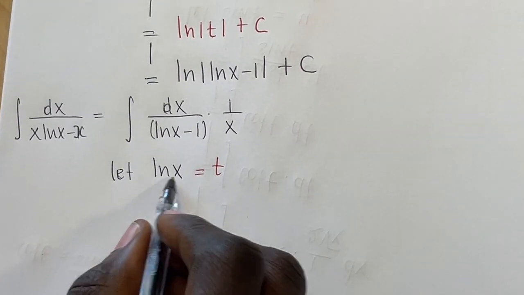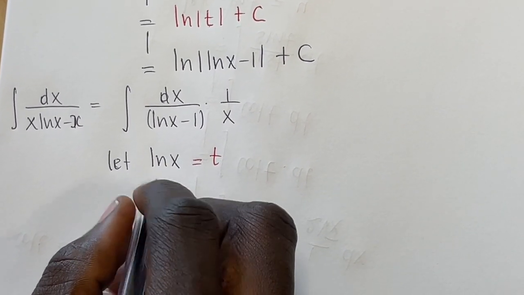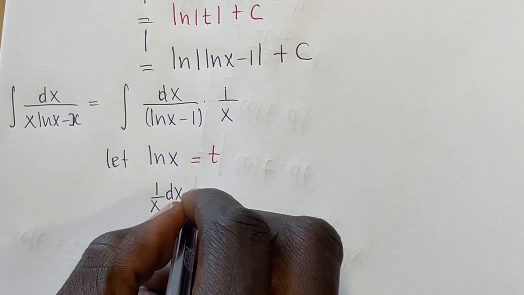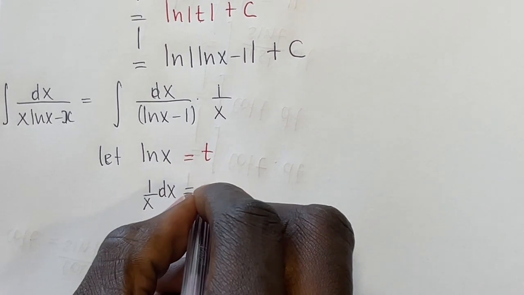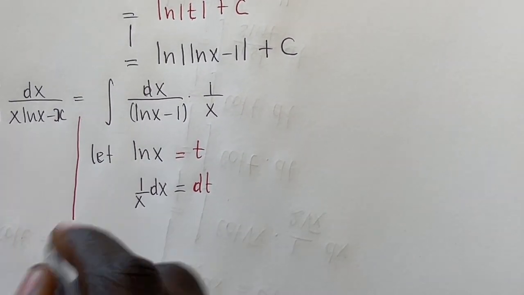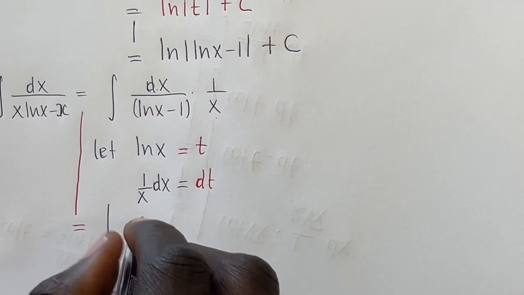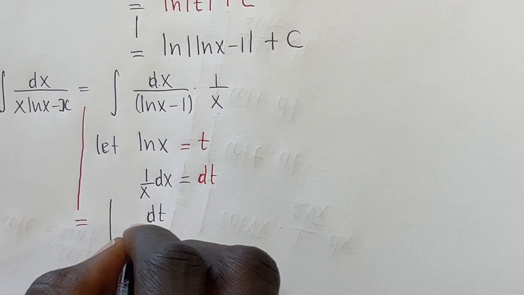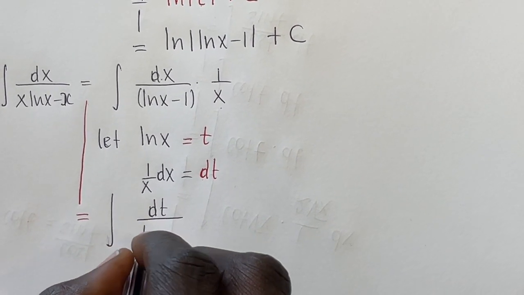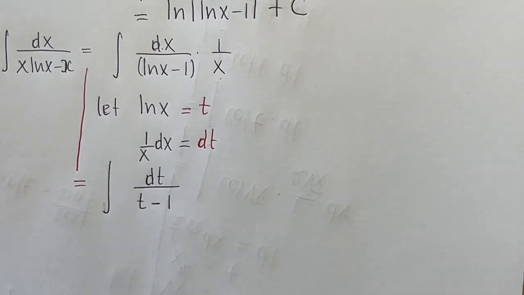And then what is the derivative of this? The derivative of this one, I'm just going to find what, guys? I'm going to have 1 over x dx, and this side I'm going to find dt. So therefore, I'm going to have integral dx over x is just dt. So I'm going to put dt over, this one is, I'm going to have what? t minus 1. So now, can we solve this integration?